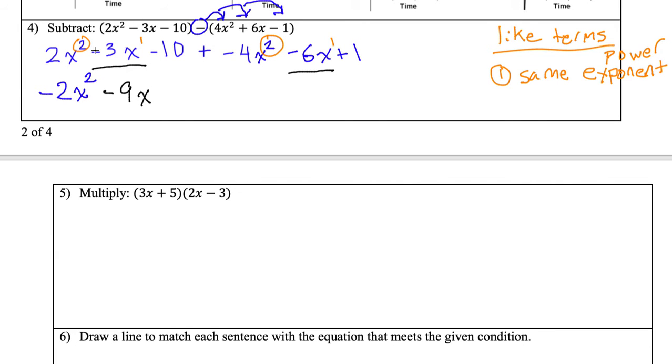The most common error when it comes to these is saying, oh, if I'm subtracting 2 and 2, I get 0 or something, or maybe I add them. 2 and 2 makes 4. No, you leave the power. The power does not change. The power does not change at all.